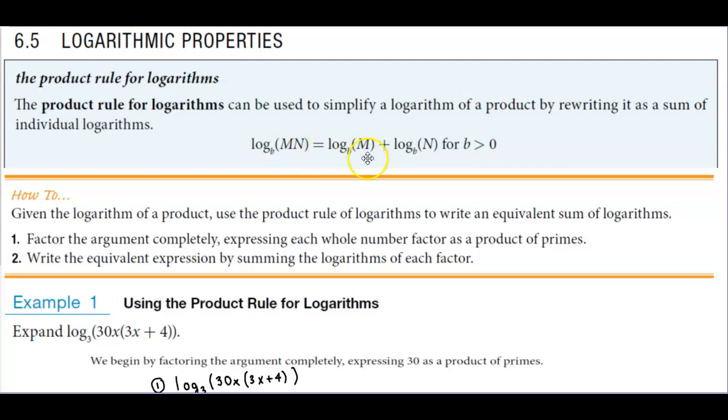the log base b of m plus the log base b of n, for when the base b is greater than 0. So this multiplication turns into two logarithms that we can add together, because there are two terms that we're multiplying.